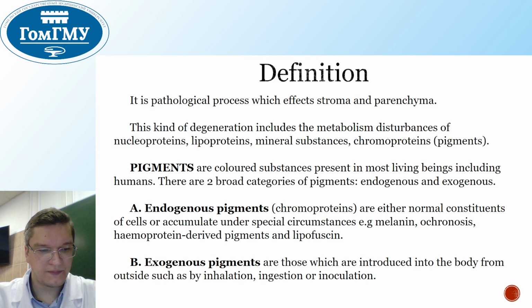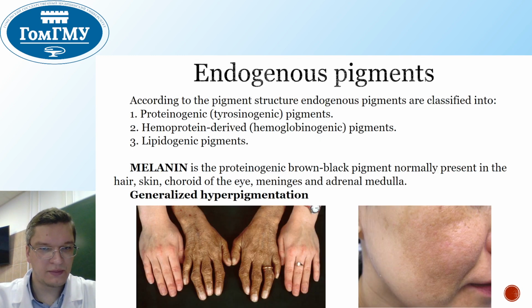Endogenous pigments. According to the pigment structure, endogenous pigments are classified into proteinogenic or tyrosinogenic pigments, hemoprotein-derived pigments, and lipidogenic pigments. Melanin is a proteinogenic brown-black pigment normally present in the hair, skin, choroid in the eye, meninges, and adrenal medulla.